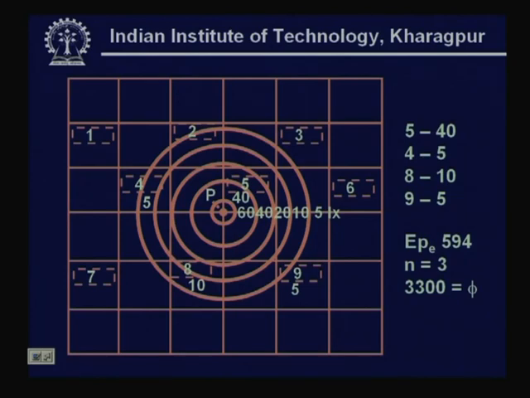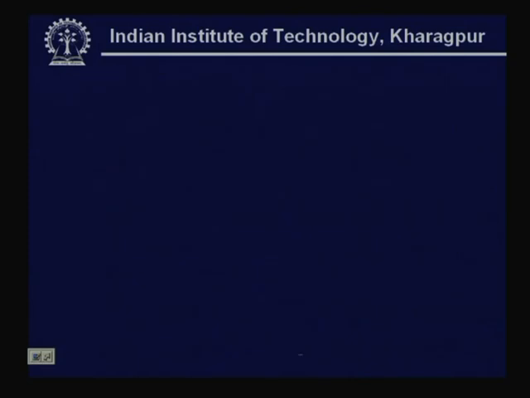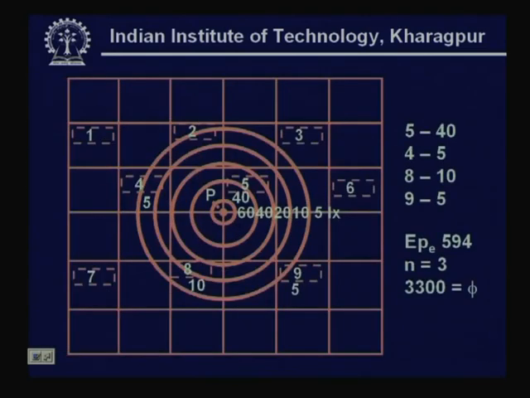So, we get that 5 is passing through the 40 lux curve, whereas 8 is passing through the 10 lux curve, and 9 is passing through the 5 lux curve. Knowing this, one can get the total flux using the relationship which we have seen. Phi is 3300 and N is 3. There are 3 lamps per luminaire, and E we have got by summing up that, and thereby one arrives at that.